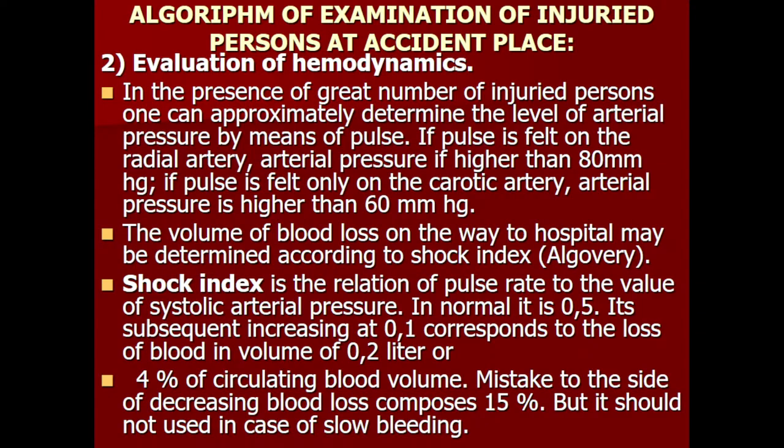The volume of blood loss on the way to hospital may be determined according to the shock index algorithm. Shock index is the ratio of pulse rate to the value of systolic arterial pressure. Normally, it is half a unit. Its subsequent increase by 0.1 corresponds to a loss of blood in volume of 0.2 liters, or 4% of circulating blood volume. The mistake toward decreasing blood loss is 15%, but it should not be used in case of slow bleeding.